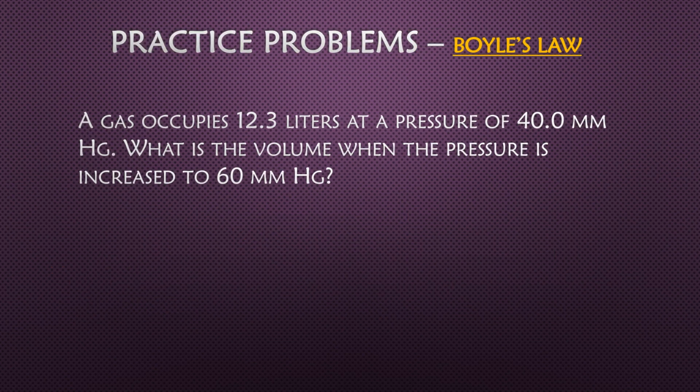So let's look at how we can work on this question. This is the same question that we looked at for Boyle's law. We see 12.3 liters of this gas, which is the first volume that we are given. Then we see 40 millimeters of mercury, which is the first pressure. We see 60 millimeters of mercury, which is the second pressure or the new pressure. And we are supposed to find the new volume of this gas.